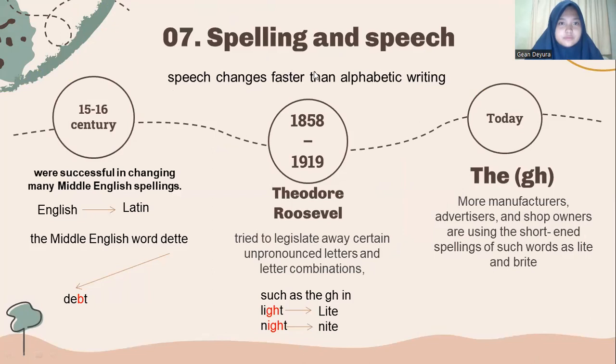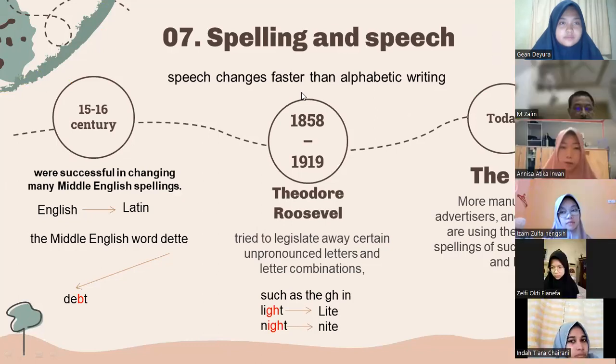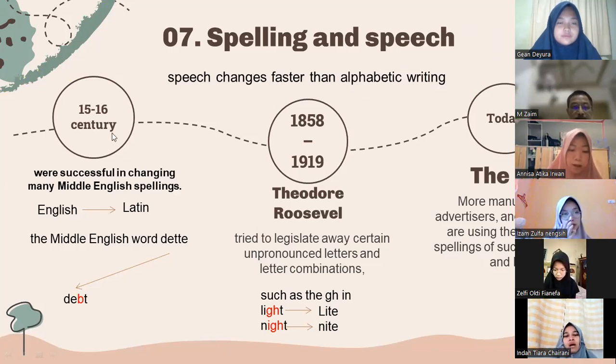Speech changes faster than alphabetic writing. Why? Because we cannot speak to the alphabetic writing, or we cannot speak to the changes. And with this change, people in the 15th and 16th centuries were changing many English spellings, but the spelling was changed according to where the word came from.